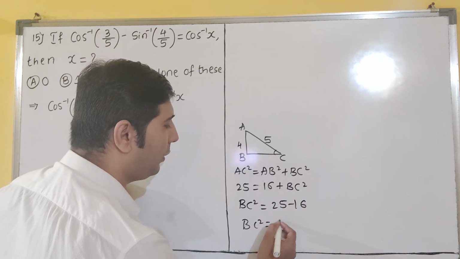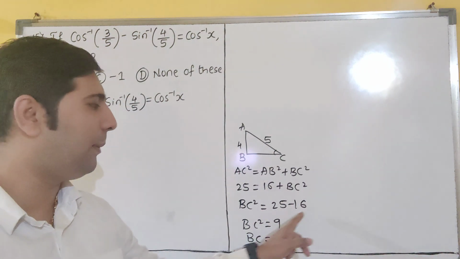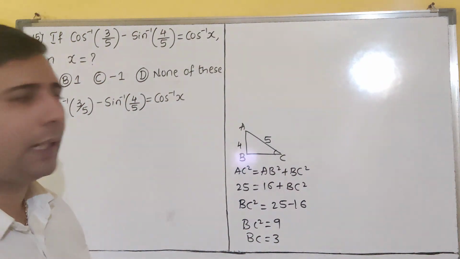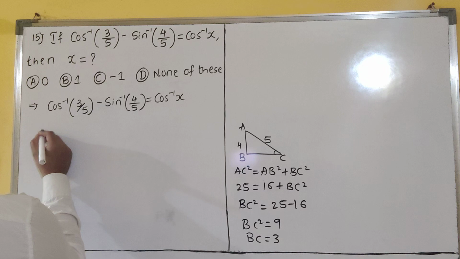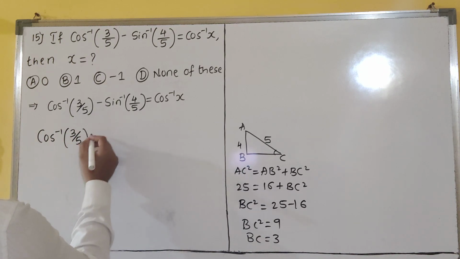BC square is equal to 9. BC value will become 3, dear students. 25 minus 16 is 9, you know everyone. So that is BC value will become 3. So then I can write here cos inverse 3 by 5 as is.